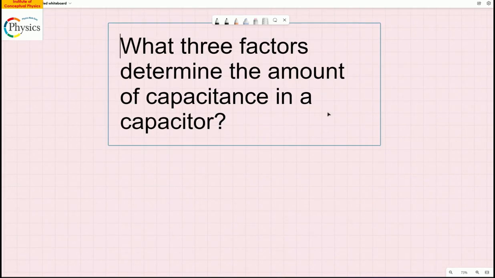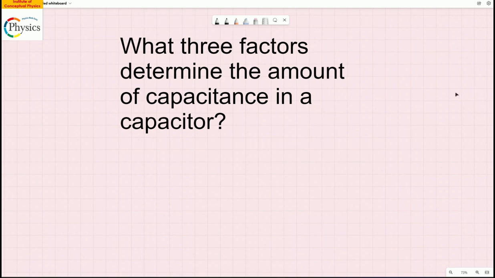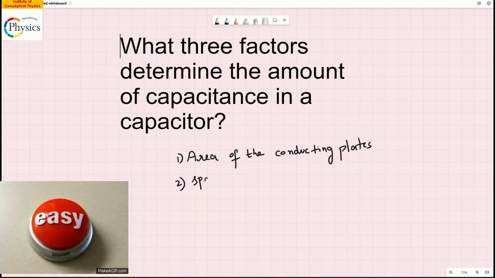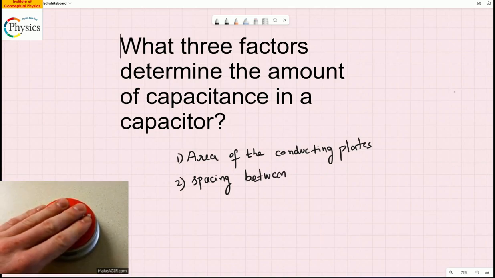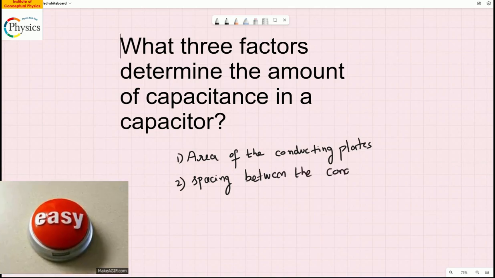So the exact question is, what are the factors that determine the amount of capacitance in a capacitor? All right. So first is the area. The area of the conducting plates. This is one. The second is the spacing between the conducting plates or the electrodes.